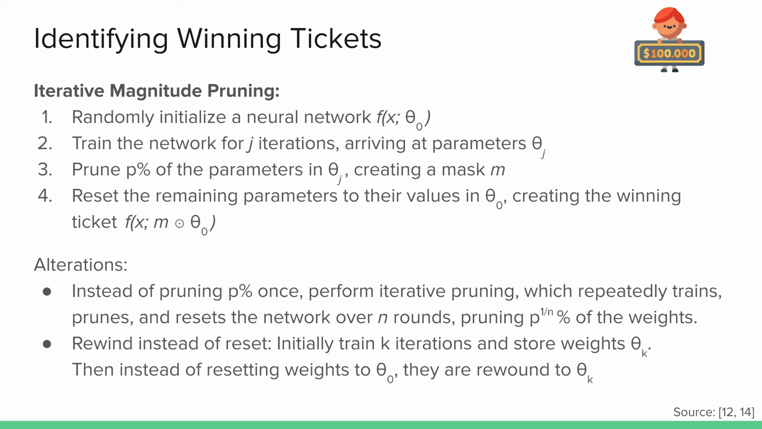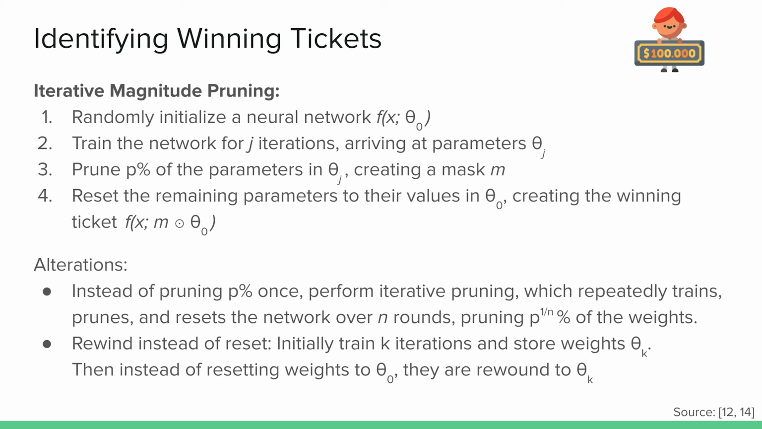How you would go on and do this is by randomly initializing the neural network and then training it for j iterations, arriving at some trained parameters. Now you go ahead and you prune p% of your parameters, thereby creating a mask to say, okay, which neurons I want to keep and which ones I remove.